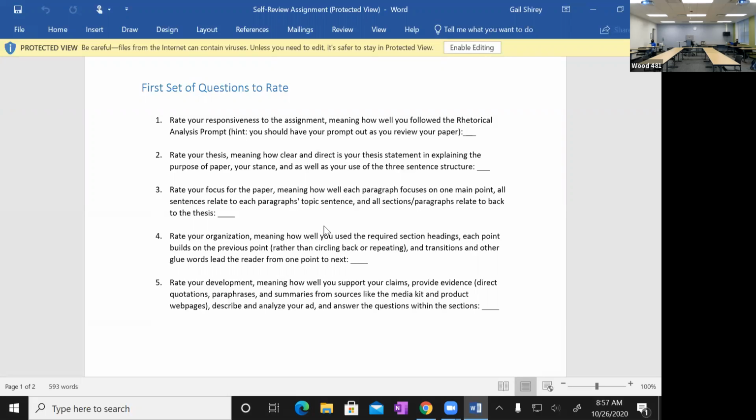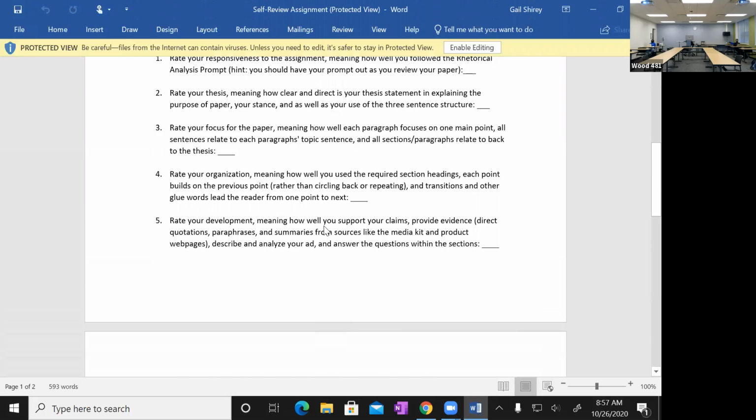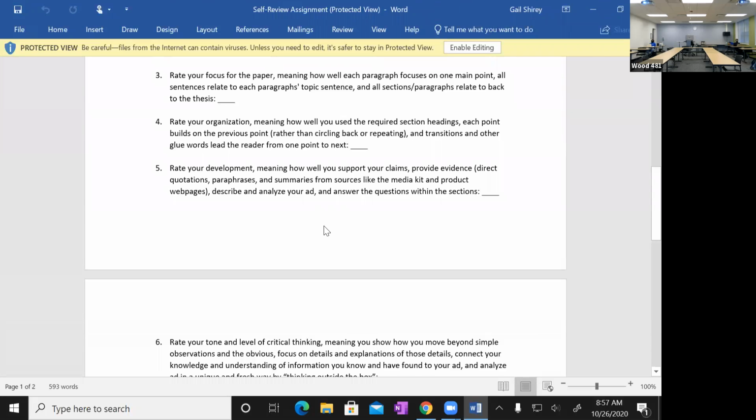Okay. Number 5, rate your own development, meaning how well are you supporting your claims? For example, did you use a direct quote, a paraphrase, or summary from the sources? Things like MediaCat, product web pages. Did you describe and analyze your ad, and answer questions within those sections that I gave you within the instructions?